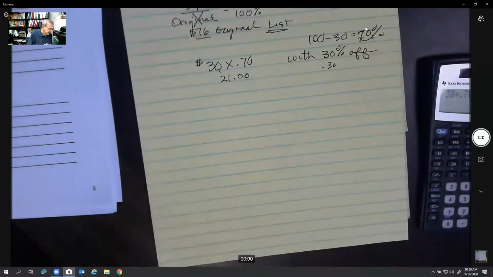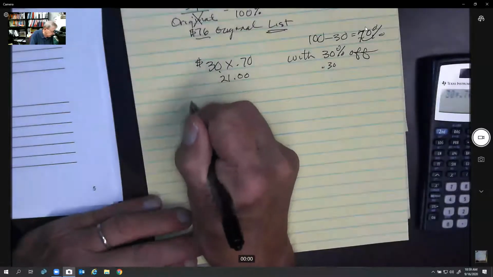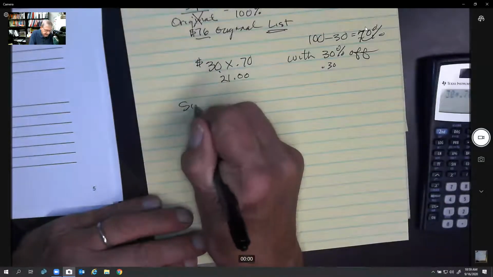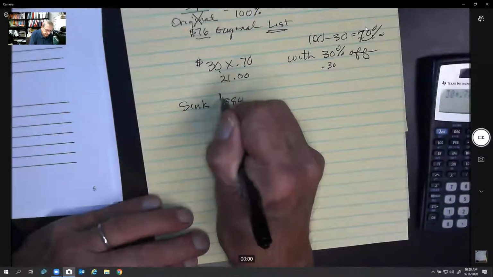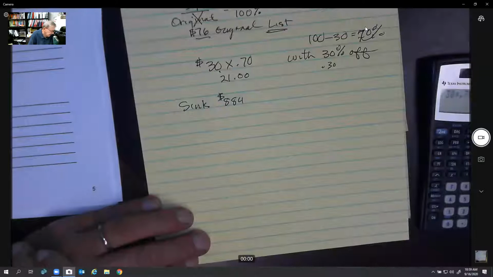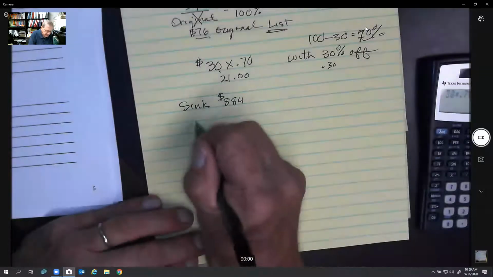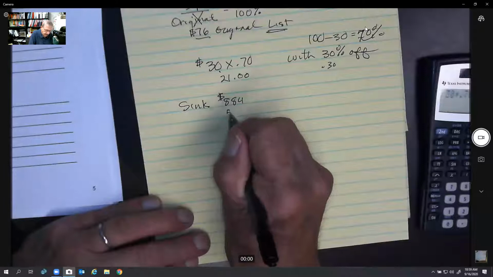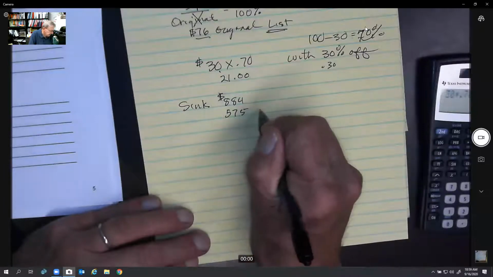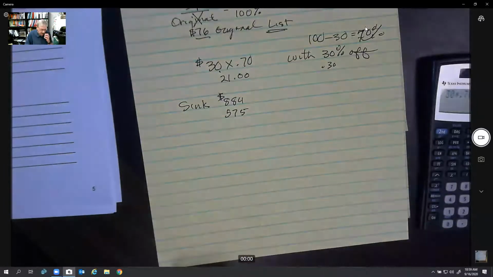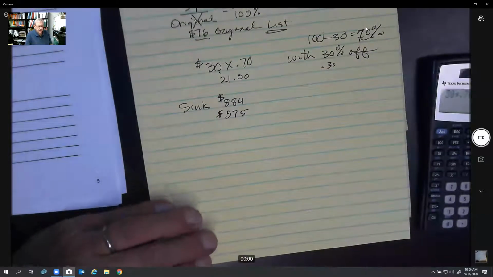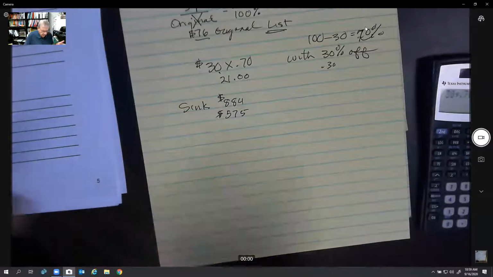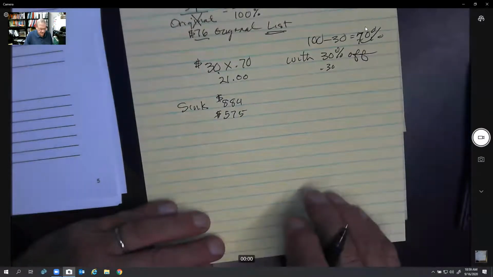Okay, this kitchen sink sells for $884. I don't know what kind of sink you're getting. And the contractor's giving you this sink for $574. I would say $575. He's selling it to you. So you're trying to figure out what's the rate of discount? How much discount am I getting?